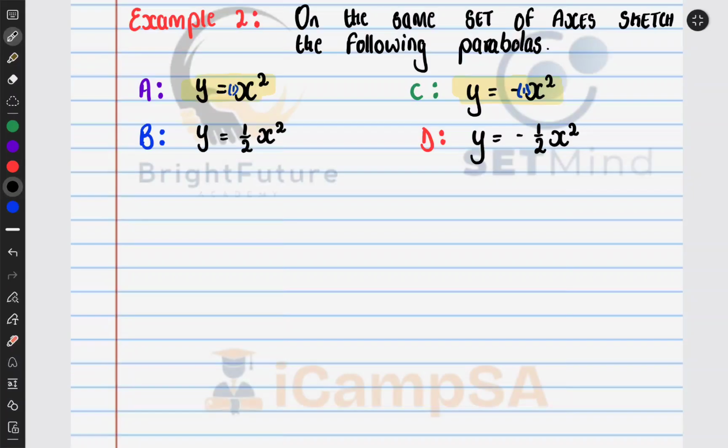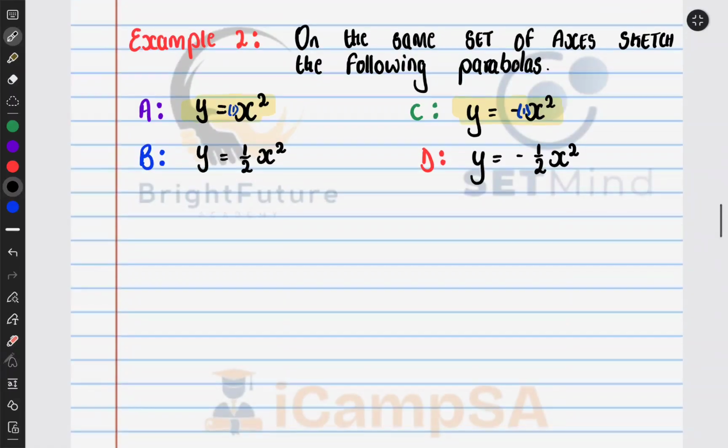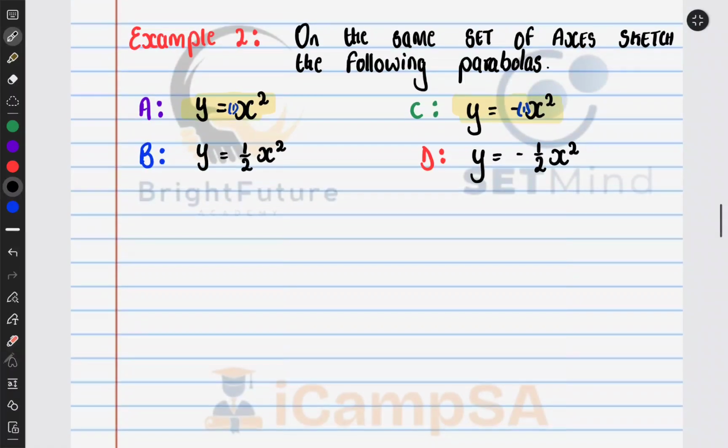Okay, so let's quickly do the table. Let's select values of x. We're gonna go again with -2, -1, 0, 1 and 2, and then the values of y. Here we're gonna be doing function number a. For function number a, the values of y: -2 squared is 4, -1 squared is 1, 0, 1, 4.